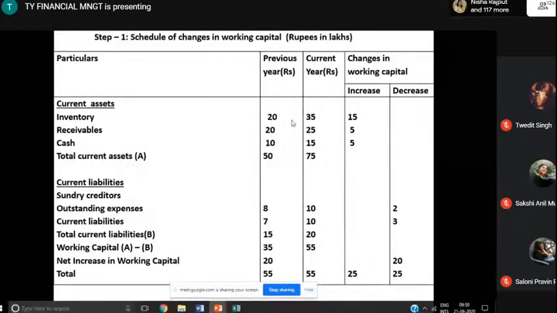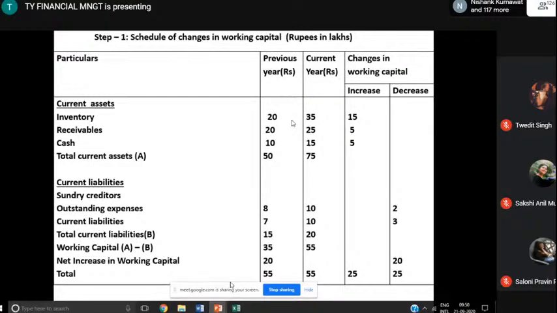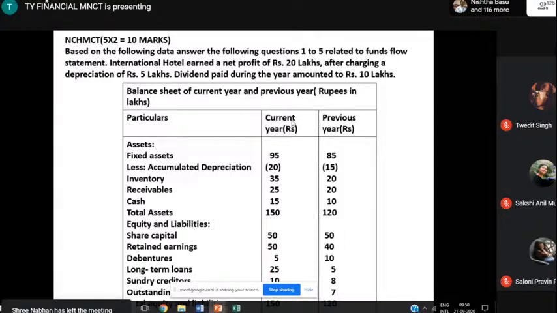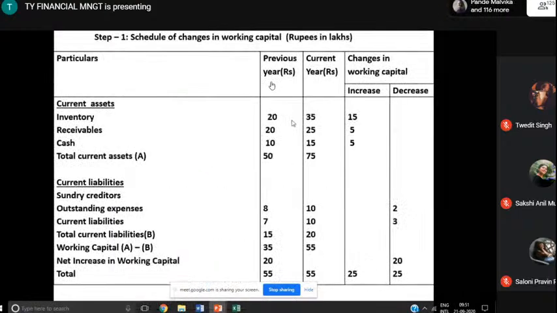See the total current assets, 50 and 75. Can you solve it independently? Say yes, no. Okay, total current assets, any confusion? Say yes, no. No, sir.